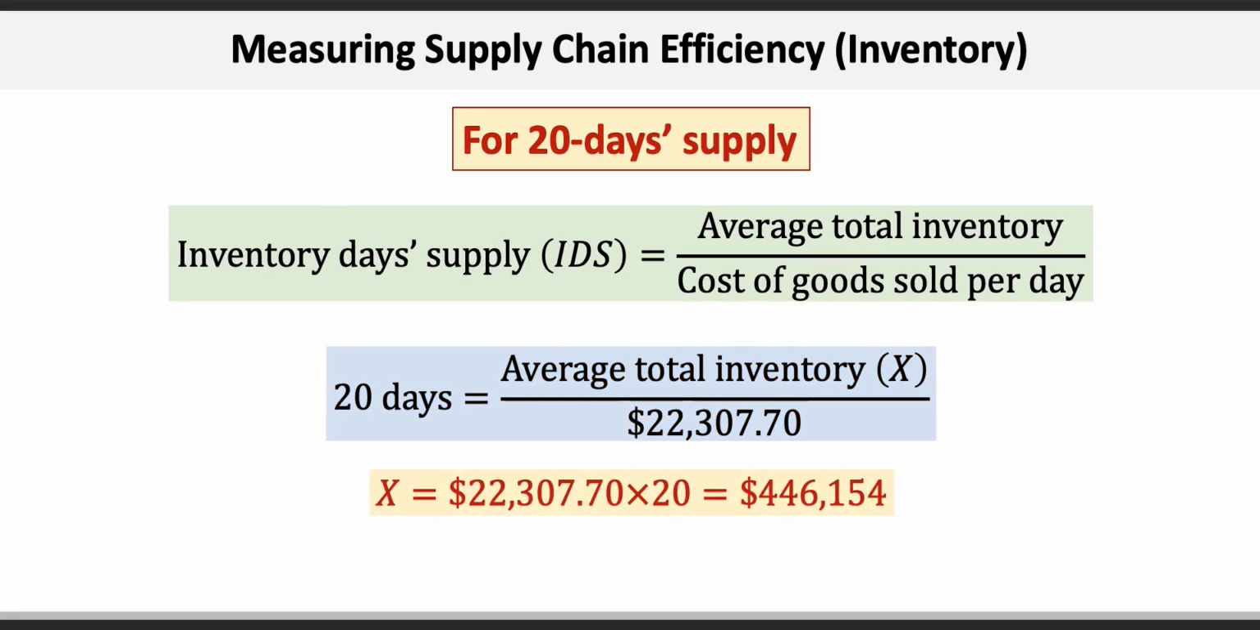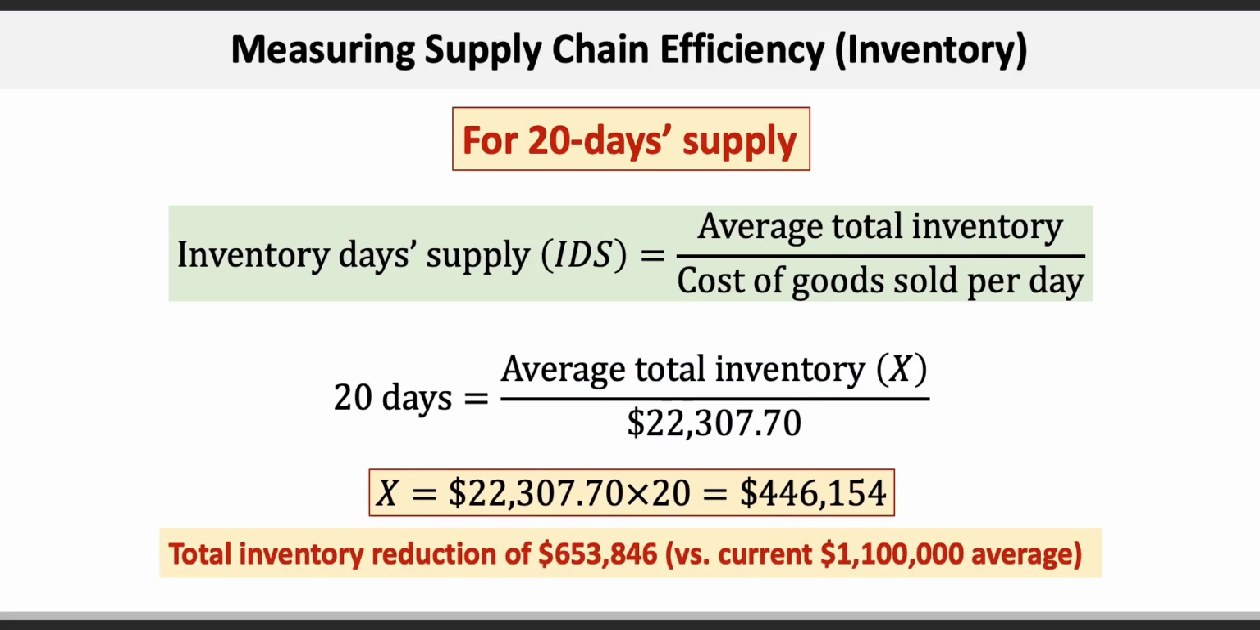Using basic algebra to solve for X, we take 22,307.7 times 20 days to get a required average of $446,154, which is a reduction of $653,846 from the current $1.1 million average.